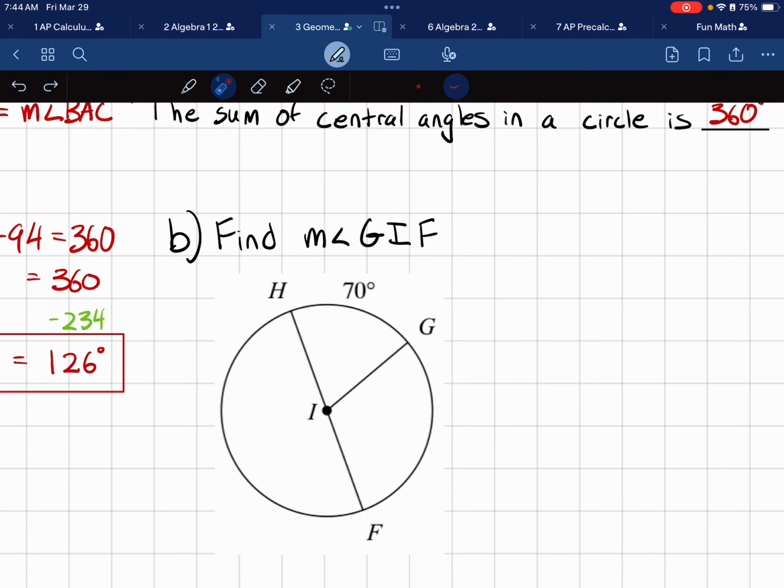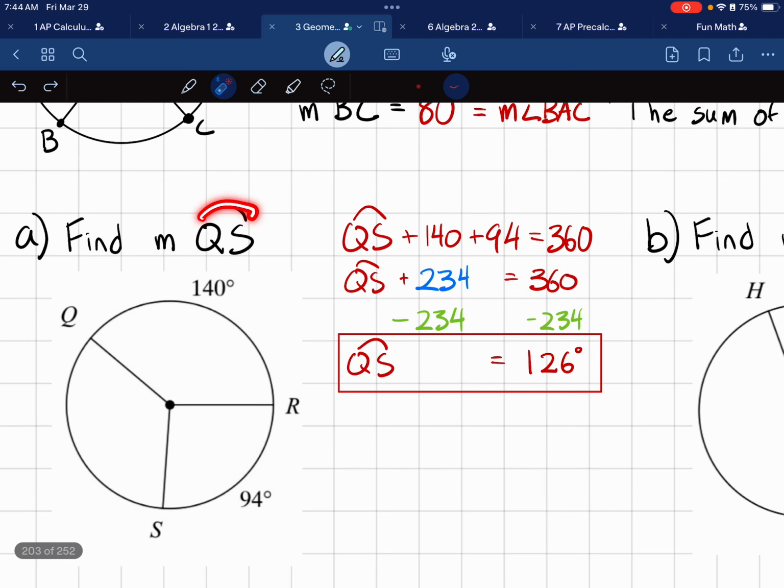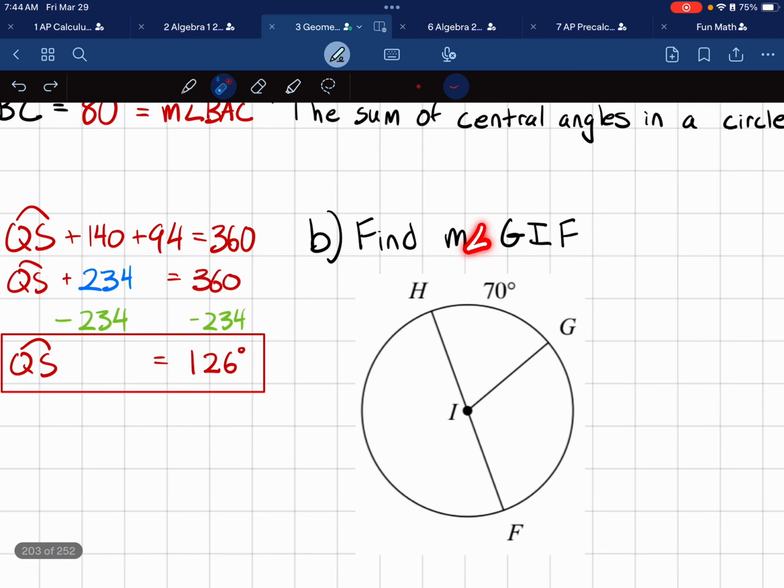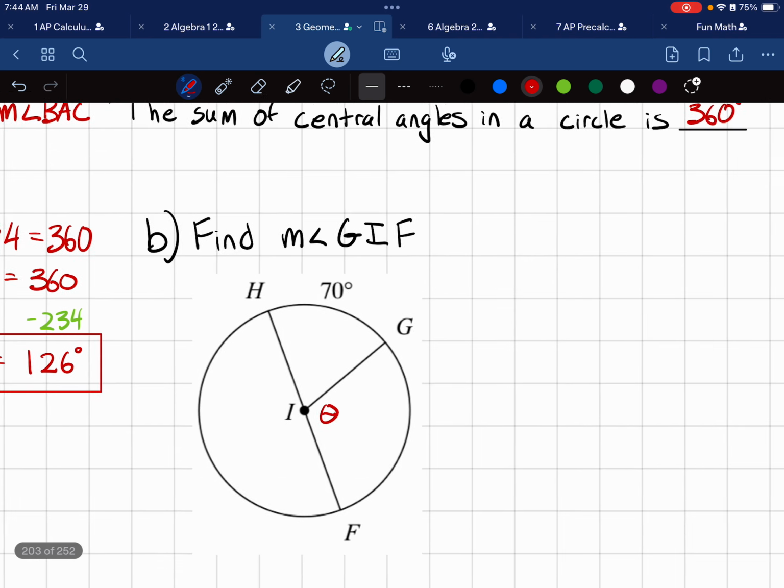Okay, let's find this one. Find the measure. Okay, now we're doing an angle. Before we were doing an arc measure, now we're doing an angle. Find the angle of GIF. So GIF is this angle right here. So I'm just going to call this angle theta so I can write it a little bit quickly. So I want to find theta.